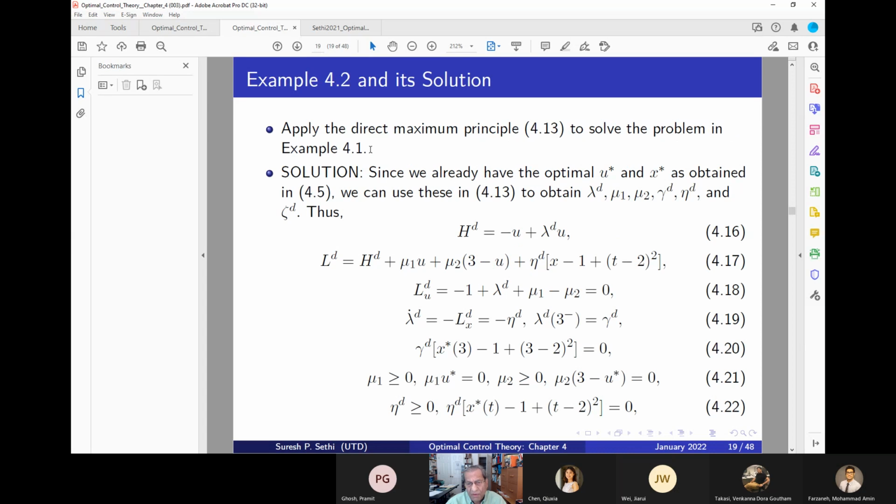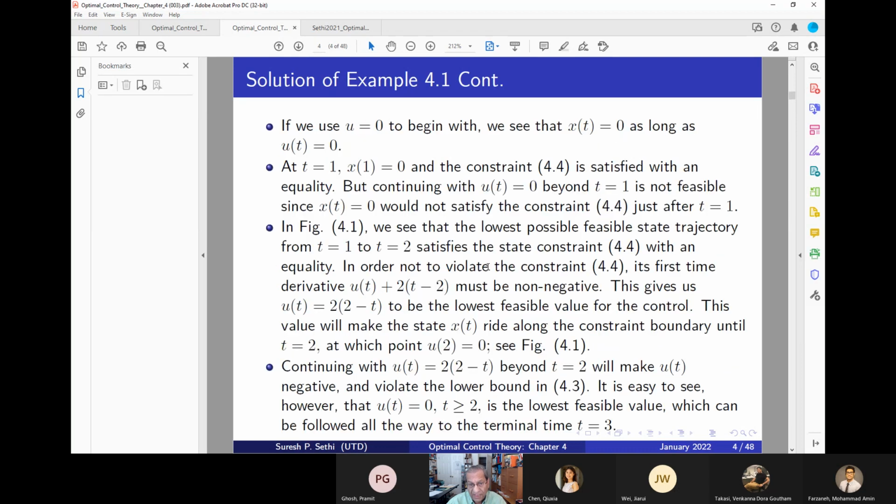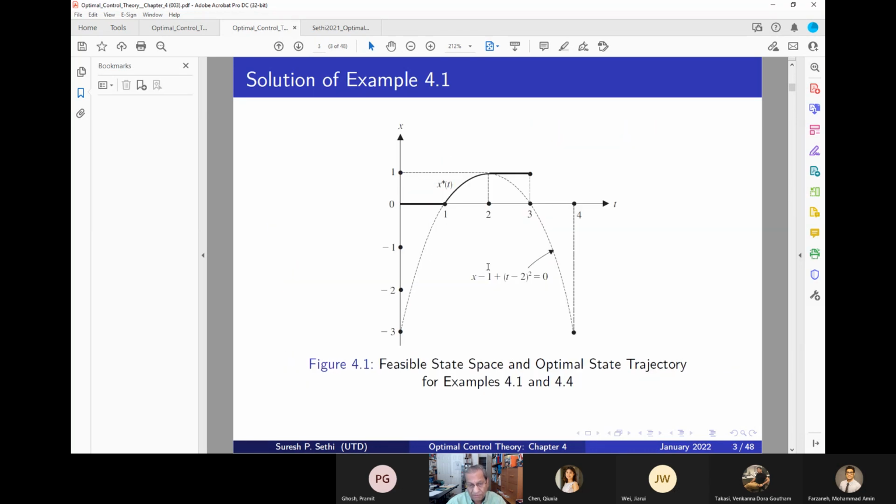So we are now applying the maximum principle to this particular problem, which is a governing problem in this chapter, which is example 4.1. Let's go back to example 4.1 to see what's going on. Example 4.1 is this, okay?